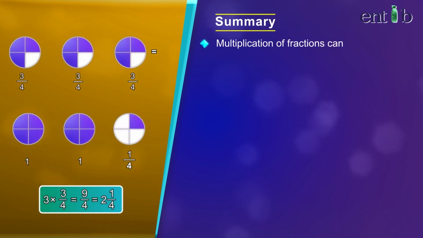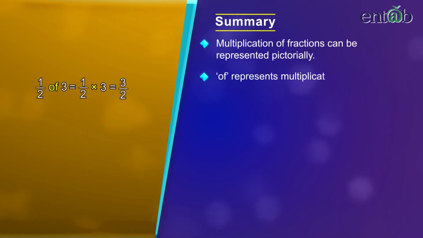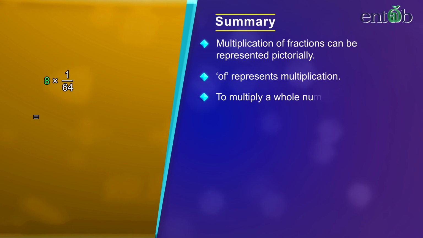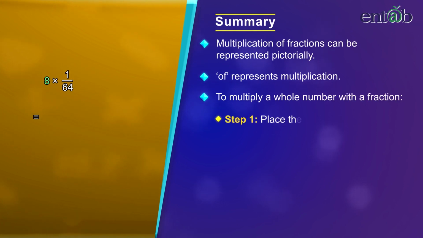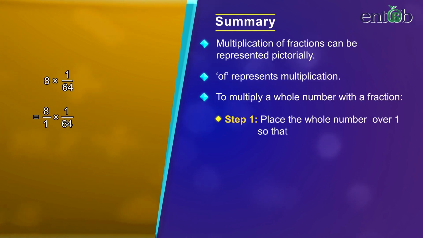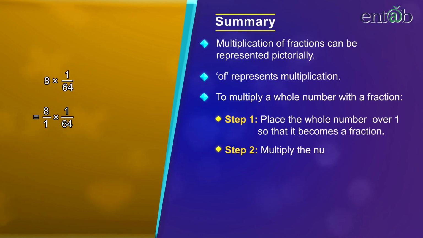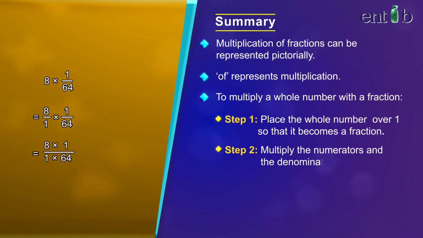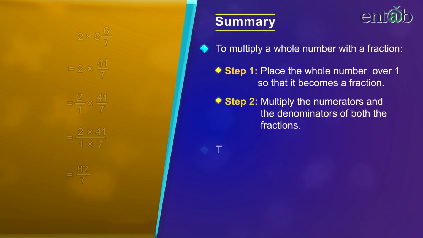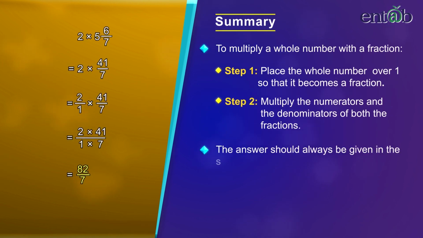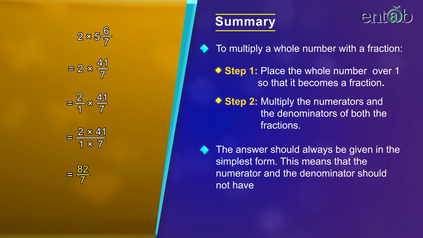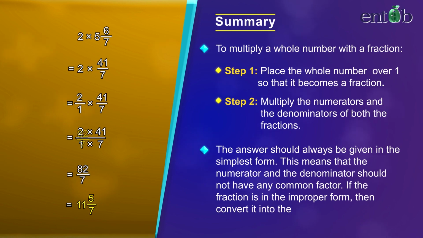Multiplication of fractions can be represented pictorially. "Of" represents multiplication. To multiply a whole number with a fraction, place the whole number over 1 so that it becomes a fraction. Multiply the numerators and the denominators of both the fractions. The answer should always be given in the simplest form. This means that the numerator and the denominator should not have any common factor. If the fraction is in the improper form, then convert it into the mixed form.